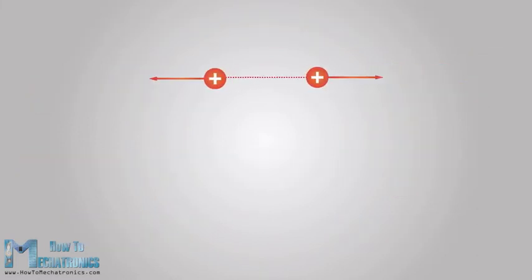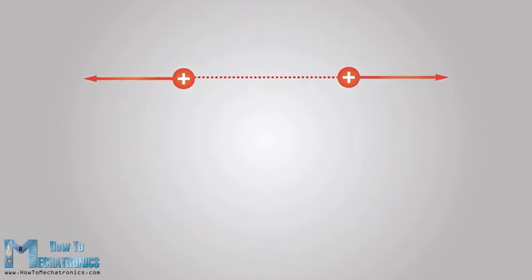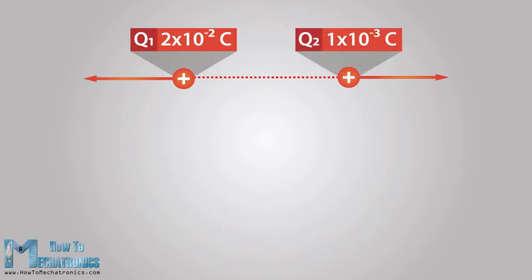Let's say we have two positive charges. The first charge, Q1, is 2 times 10 to the minus 2 coulombs, and the other charge, Q2, is 1 times 10 to the minus 3 coulombs. The distance between them, r, is 1 millimeter, which is 1 times 10 to the minus 3 meters. Now we can calculate the force between these charges using the equation.